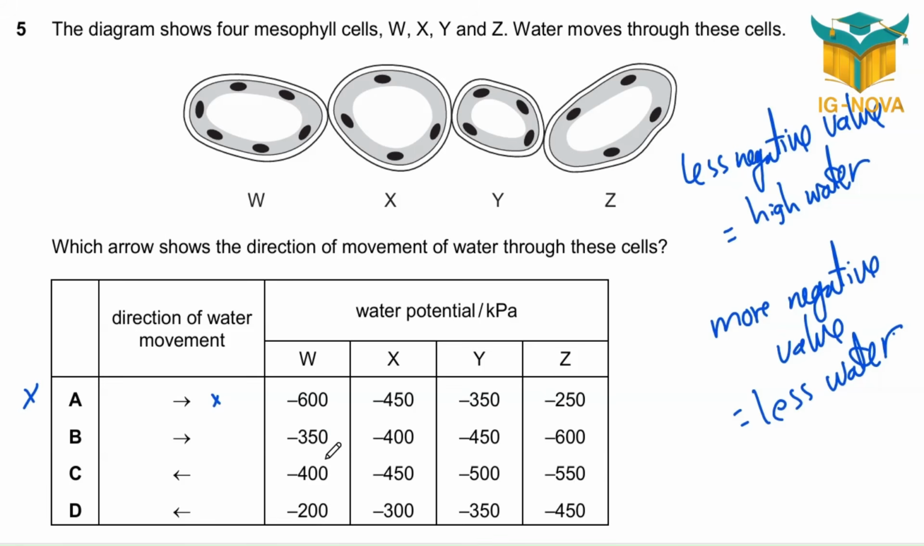Moves from minus 350 to minus 400, agree. 400 to 450, agree. 450 to 600, also agree. Let me think about this. Here, the other way around, from minus 550 to minus 500, wrong. From minus 450 to minus 350, also wrong. Look at the direction here. So these are wrong options. So option B.